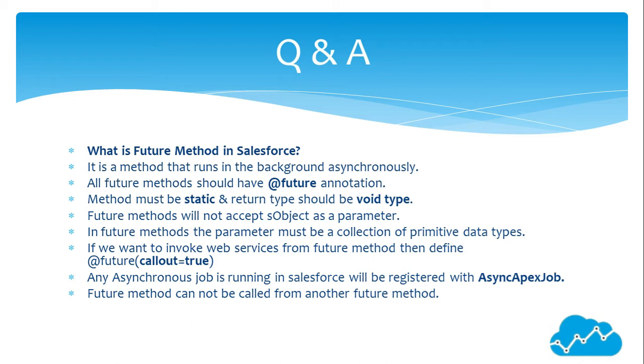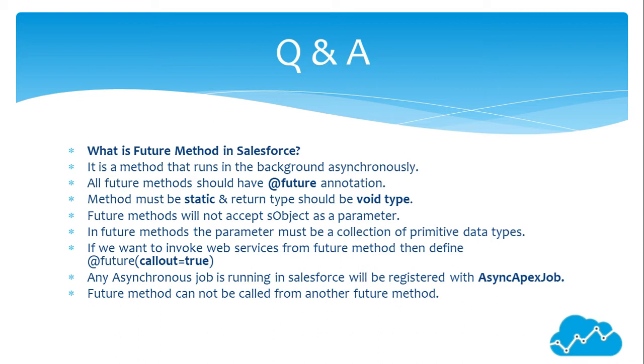It is a method that runs in the background asynchronously. All future methods should have @future annotation. Method must be static and return type should be void type. Future methods will not accept sObject as a parameter. In future methods, the parameter must be a collection of primitive data types.